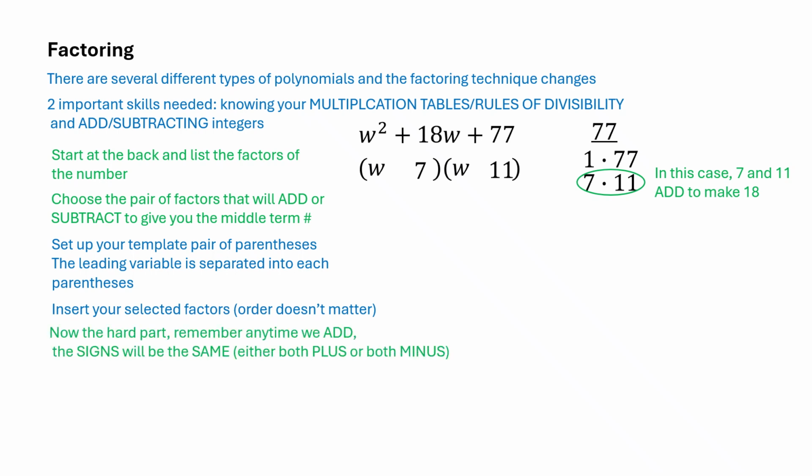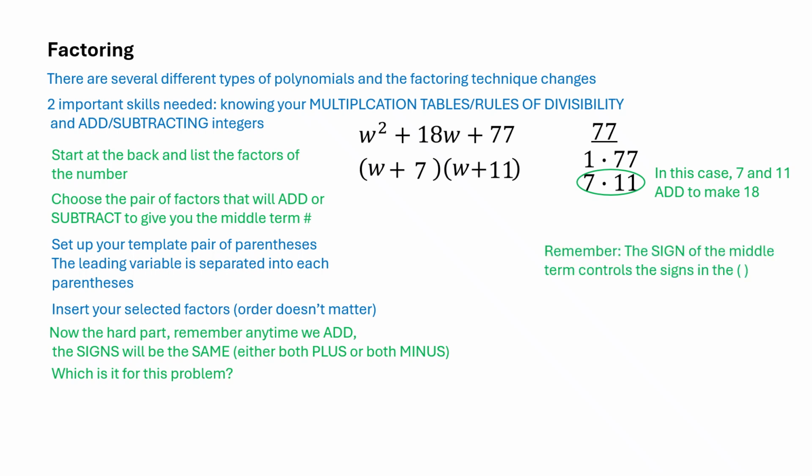Now the hard part. Remember, anytime we add, the signs will be the same. Either they will both be plus or they're both minus. Which is it for this problem? Did you guess plus? Remember the sign of the middle term, which is positive 18w in this case, controls the sign of the parentheses.